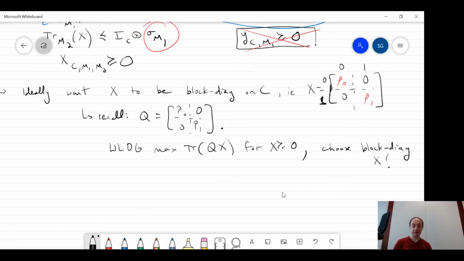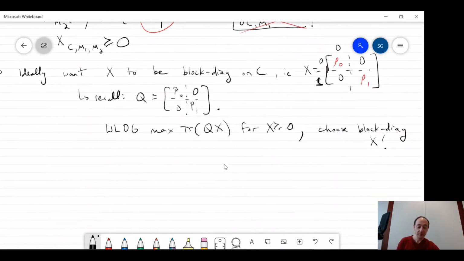Okay, so this is one of these neat tricks that you can sometimes play with SDPs, which is that a lot of times you don't have to explicitly force certain structure on your feasible region. Instead, you can get it without loss of generality. And this is one example of that. This is exercise 28.